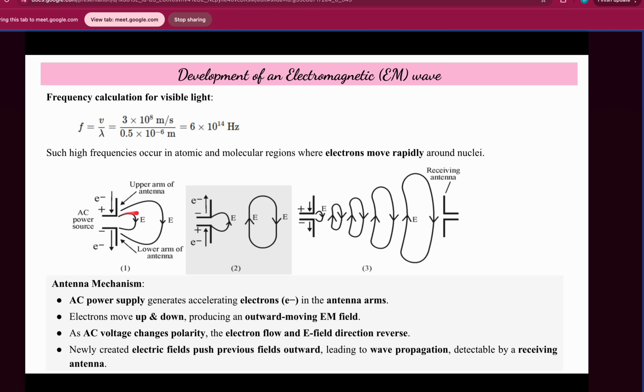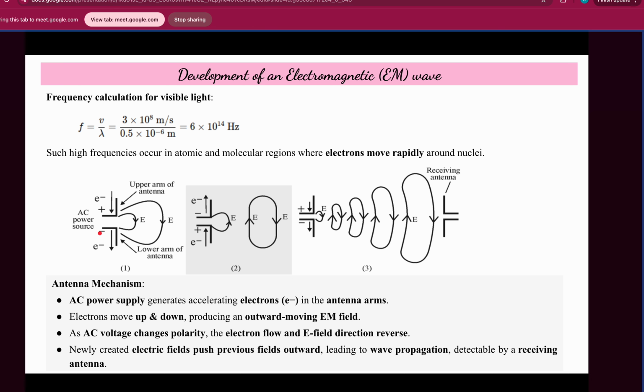Because we have seen in the first slide that as a charged particle moves, it will generate some waves. Similarly, after supplying the AC power, electrons are continuously moving either in the downward direction or in the upward direction. Due to this quick movement, there will be generation of EM waves outward. As the AC voltage changes polarity, the electron flow and the electric field direction also reverse. In this case, the supply is towards the downward direction, and in this case, the supply is such that it is moving towards the upward direction. So it depends on the polarity.